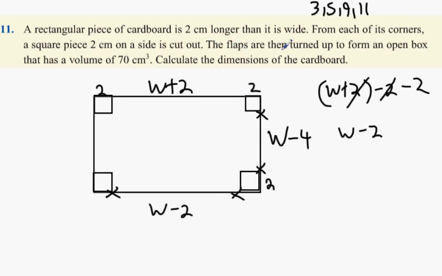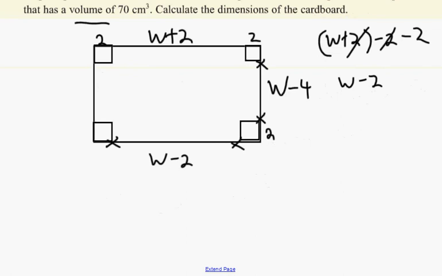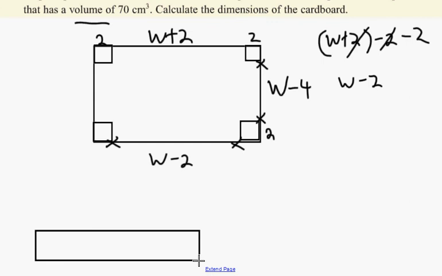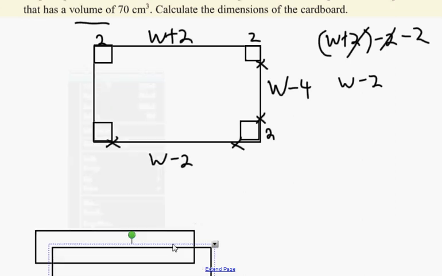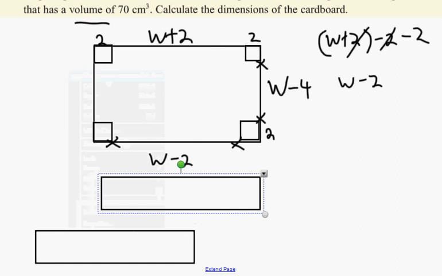Now, the flaps are then turned up to form an open box which has a volume of 70. Open box, guys, okay? So when you're talking about a box here, what we have here, I'm going to be really fancy about this. Here we go, this is our box, okay? So, we turn it up to make a box.